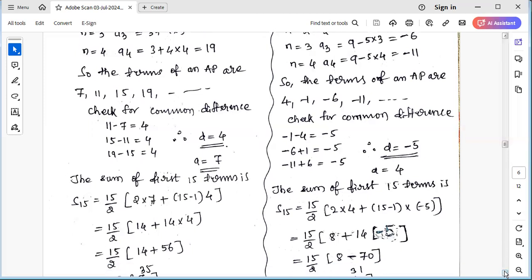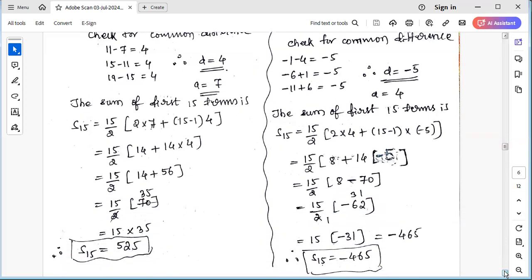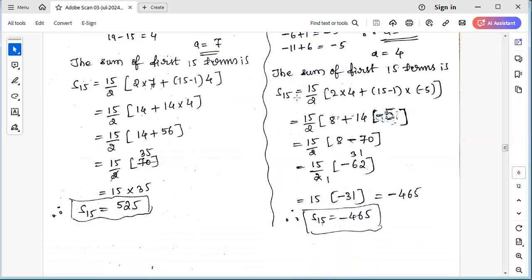And now determine the sum of the first 15 terms. So S15 = 15/2 into [2 into 4 plus (15 − 1) into (−5)]. 4 is a, n is 15, and this is the value of d. So this is equal to 15/2 into the bracket: 2 into 4 is 8, plus 15 minus 1 is 14 into minus 5. This is 15/2 into 8 minus 70, which is minus 62.